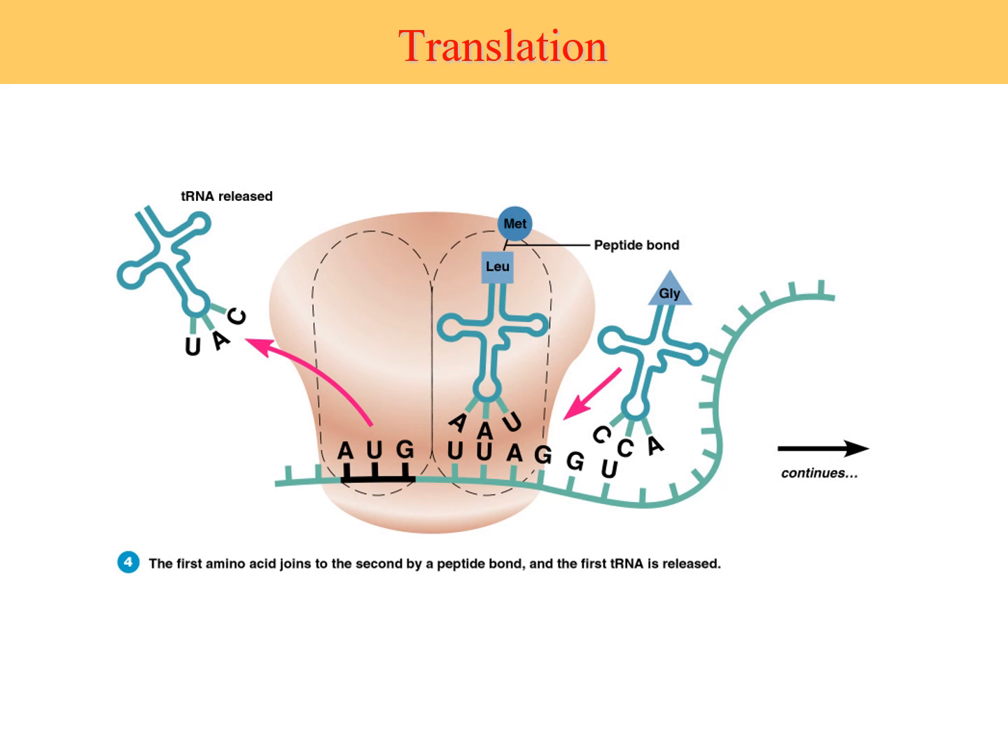It happens to be brought in by this transfer RNA molecule here, because this one has the anticodon CCA, which is complementary to GGU. And so it brings in glycine, and glycine will bind to the leucine. A peptide bond is formed to the leucine. So now we have methionine, leucine, and glycine.